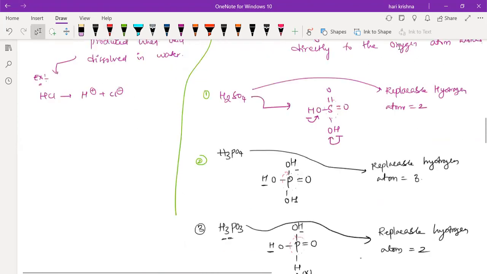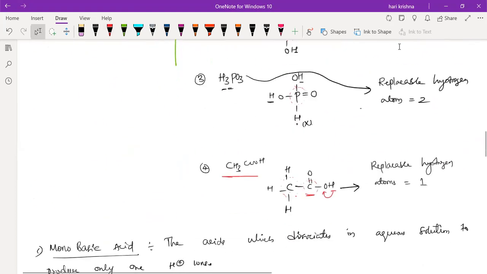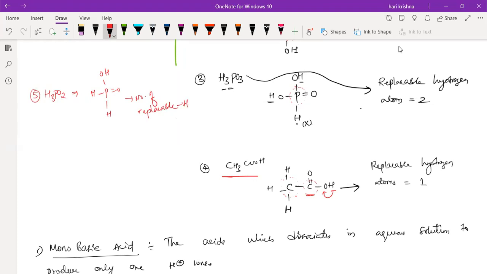Clear? Yes, sir. It started with something different and went to the complex level, was that your feeling? No, sir. And our structure here. So this is the structure. So the number of replaceable hydrogen atoms.